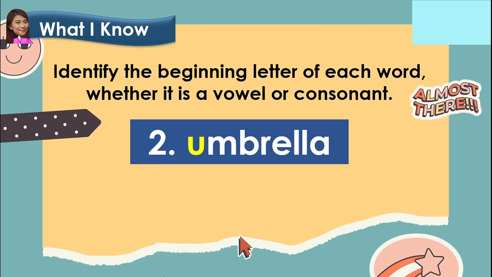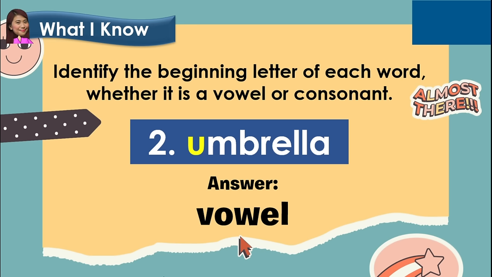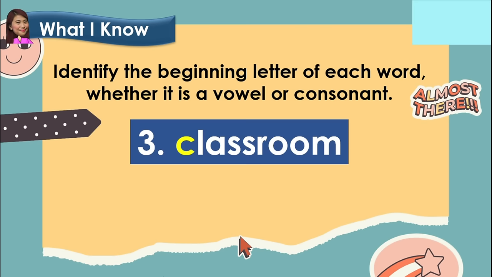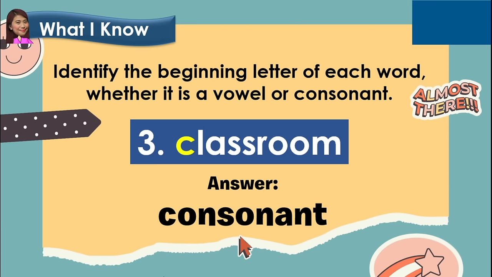Number 2. Umbrella. What is the beginning letter of the word umbrella? Is it vowel or consonant? And the answer is vowel. Letter U is vowel. Number 3, classroom. What is the beginning letter of the word classroom? Is it vowel or consonant? Letter C is consonant.